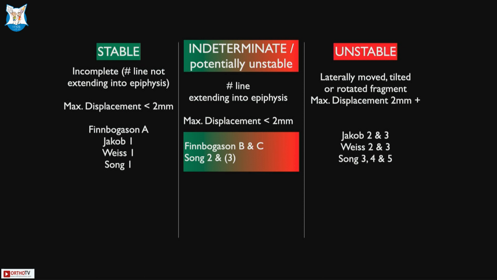But that is all your classifications, whichever way you want to choose. Most of us now use the Song classification, but that's what you need to be familiar with. Don't get confused with the multiple classifications. Have one classification which works for you and try to get all your lateral condyle fractures into any of these three categories.